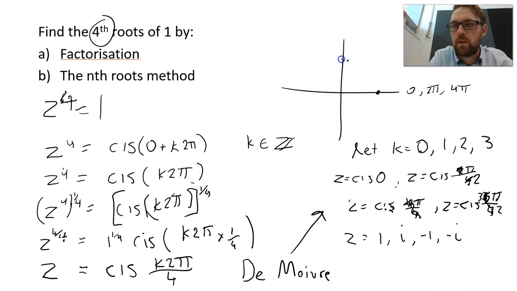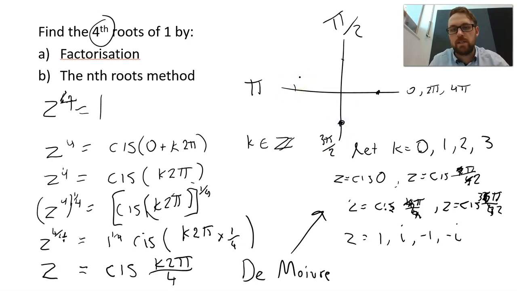All right, those are all the points on the unit circle that we go to, because this is 0, this is pi on 2, this is pi, and this is 3 pi on 2. So we're just left with those points, and it's exactly what we worked out for factorization. So that's the nth roots method and factorization. So we'll have a go at a few of those now.